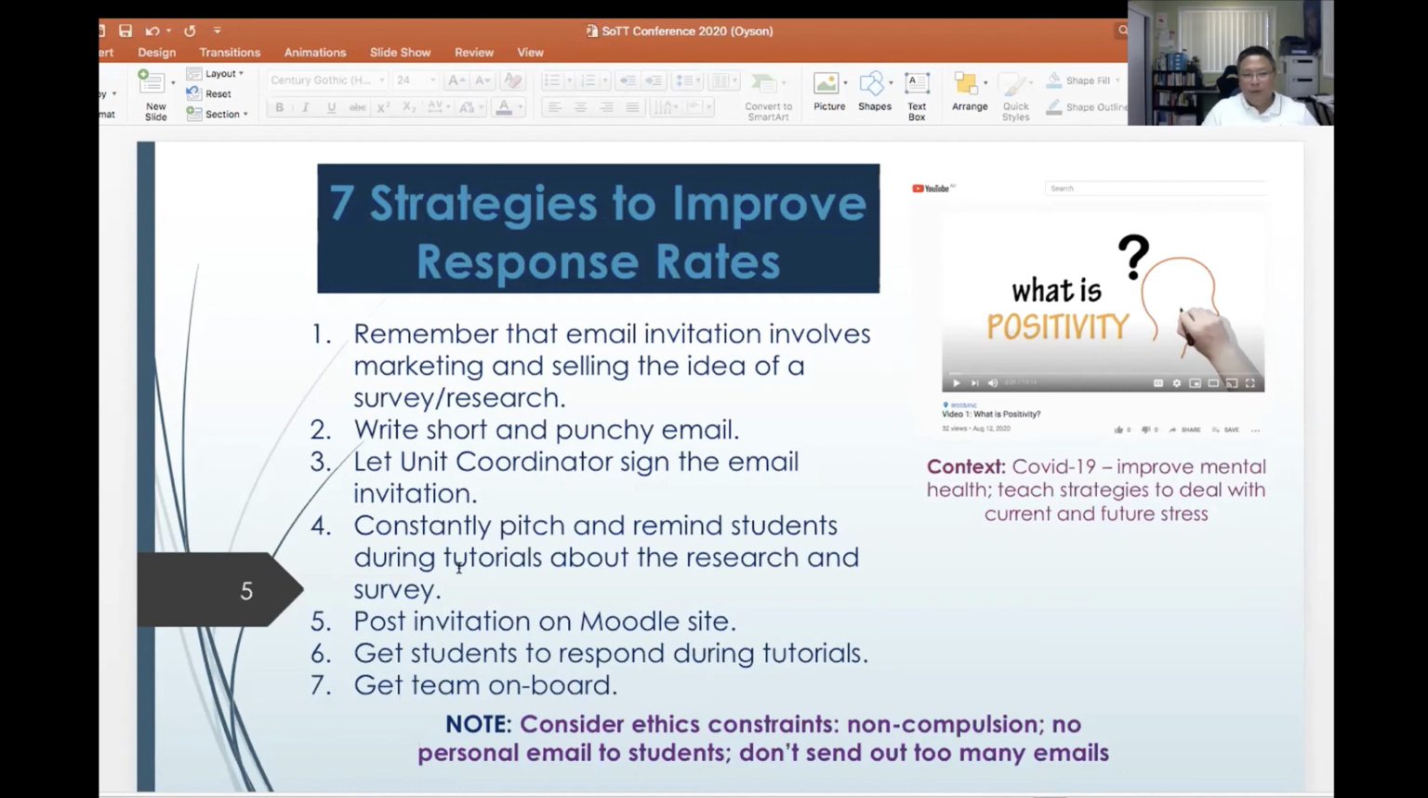And finally, we needed to get the entire team on board, so that everybody actually participates in getting students to engage in the survey. Again, as a final reminder, we needed to make sure that we followed ethics constraints. We couldn't really compel students to do the surveys. We couldn't send them personal emails, and neither could we send out too many emails to students, because that could just be confusing and disturbing to them.